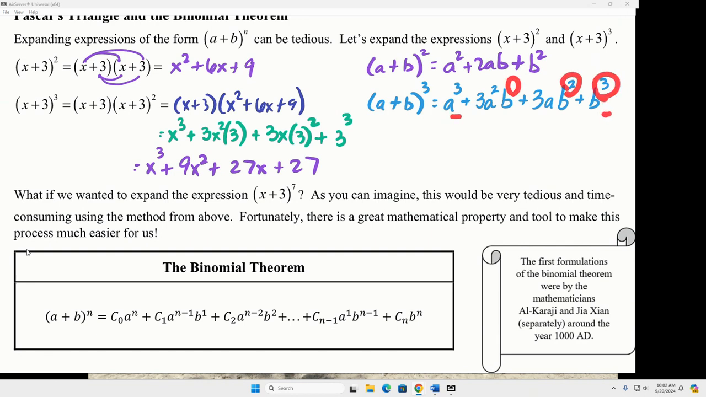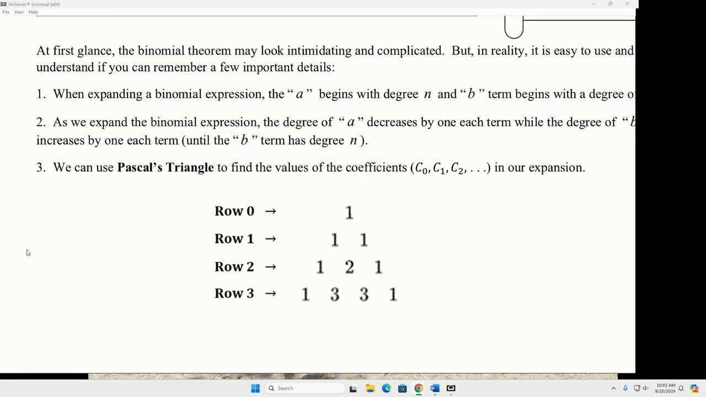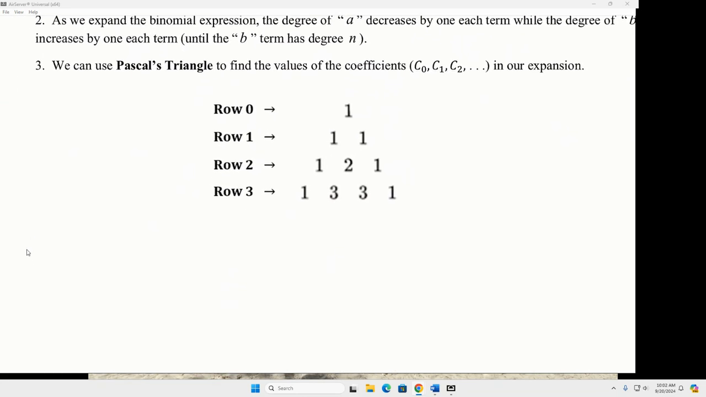They go up. And if we actually wrote the powers here, the power is either 3 or they add to equal 3. And that's going to be consistent no matter what we're raising it to. All right, so what we're going to use is called Pascal's triangle.